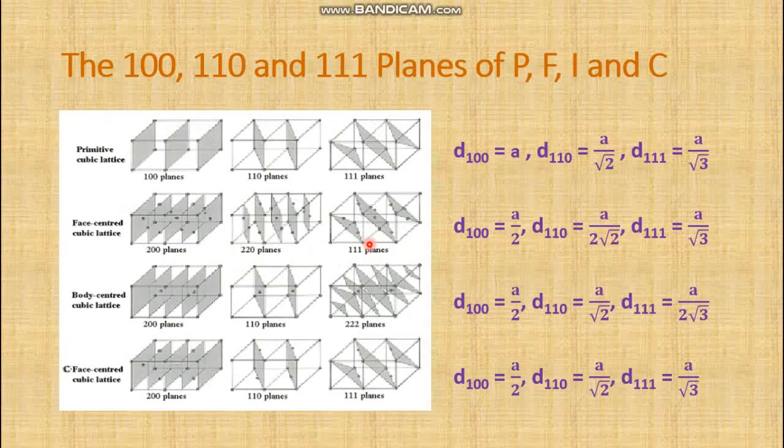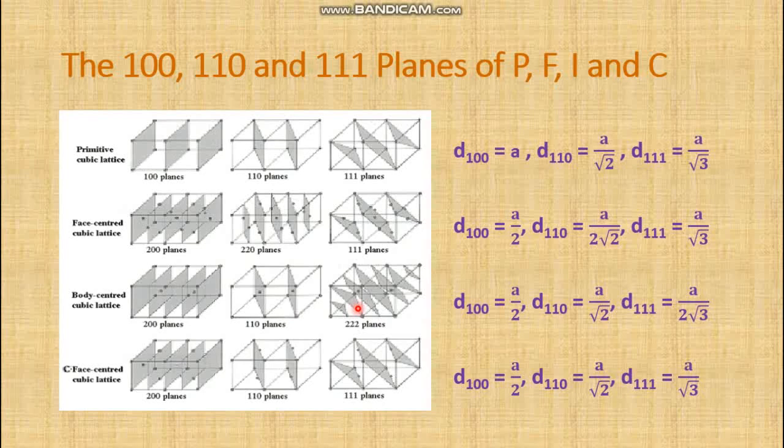So similarly, you will draw the lattice planes of the body centered cube and surface centered cube. I don't want to make the lecture so lengthy. Okay, just make it clear here. Here the 100 plane becomes 200, and in this case 110 remains 110, but in this case 111 becomes 222.